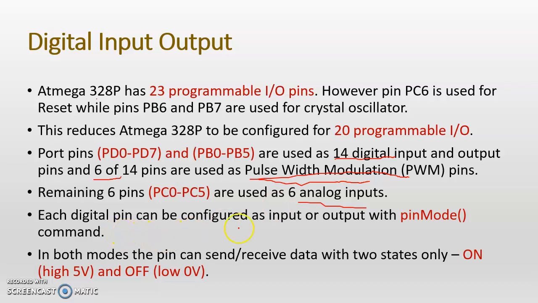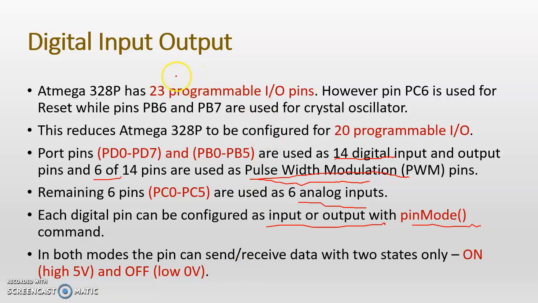Each digital pin can be configured as an input or output with the help of the pinMode command. This is the syntax pinMode, which is used to set a particular pin as an input pin or output pin. We have to see in the next slide how we can use this command. In both modes, a pin can send or receive data with two states only: on state, that is high, 5 volt, and off state, that is low, 0 volt. We have already seen that.